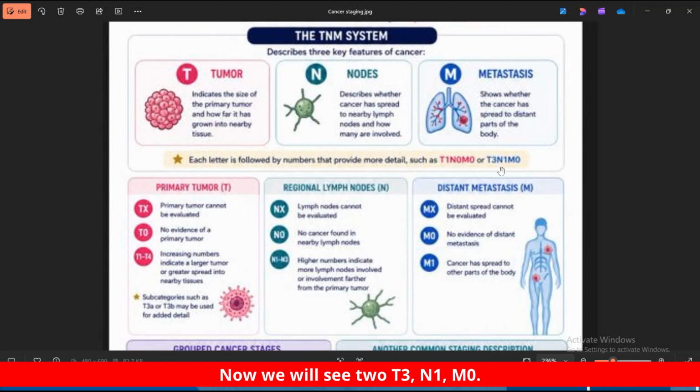Now we will see T3, N1, M0. Here the patient has cancer and also lymph node cancer. N1 means, based on the number, a few lymph nodes are affected by cancer. M0 means no evidence of distant metastasis. So that is the use of this TNM classification.